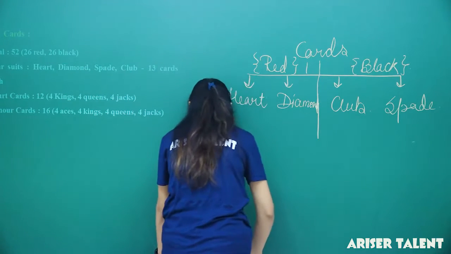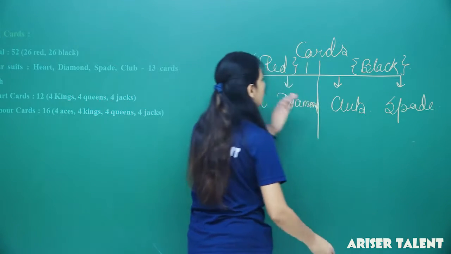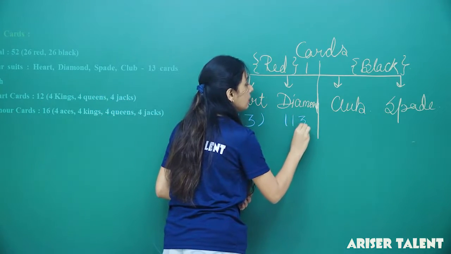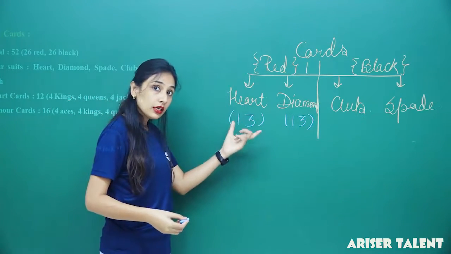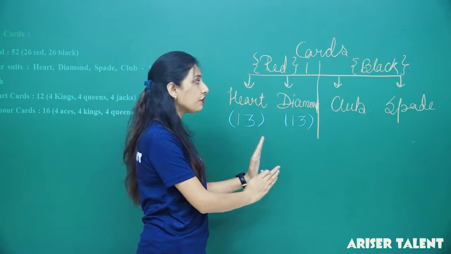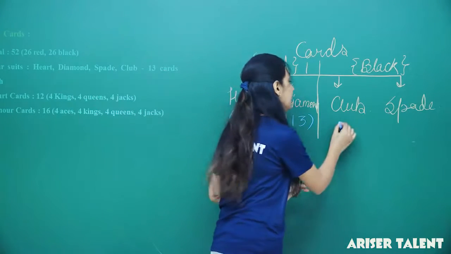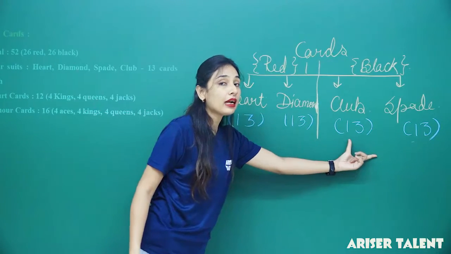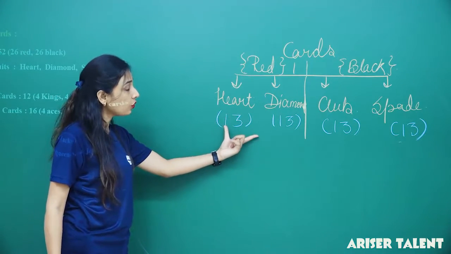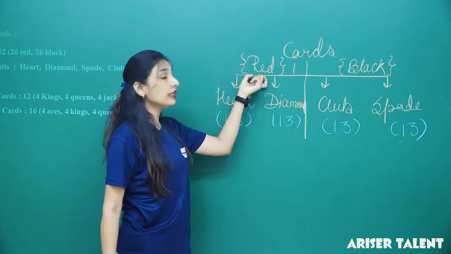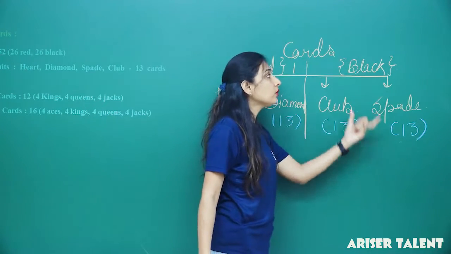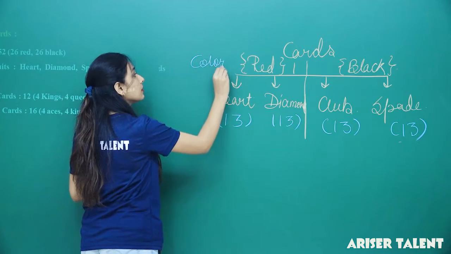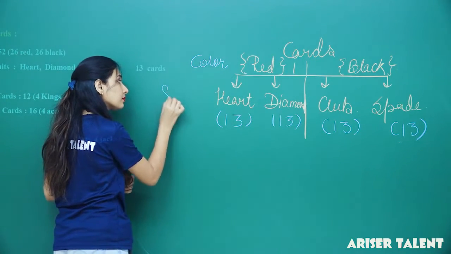Let me tell you. This is 13, this is 13 suits. The heart suit is different, the diamond suit is different, the club suit is different, and the spade suit is different. So these are 13, 13, 13 and 13. So 26 black cards and 26 red cards. Heart and diamond go in the red category, and club and spade go in the black category. This is the color code, and this is the suit code.